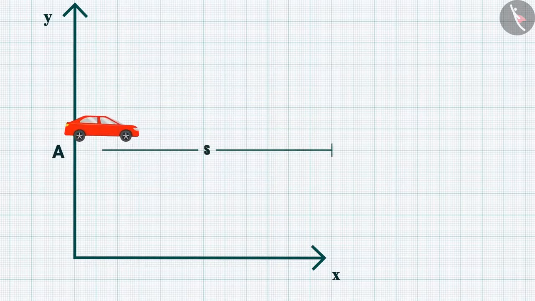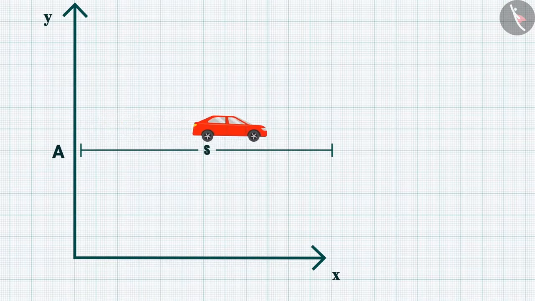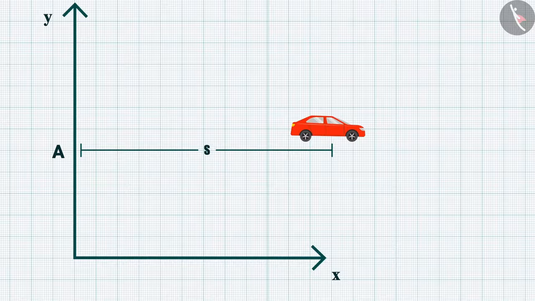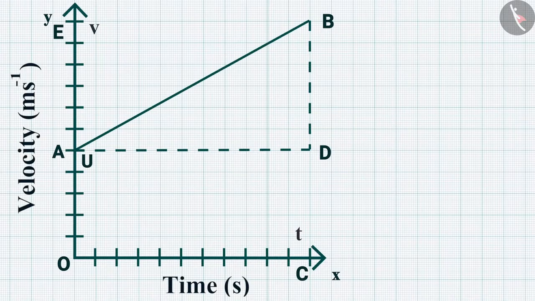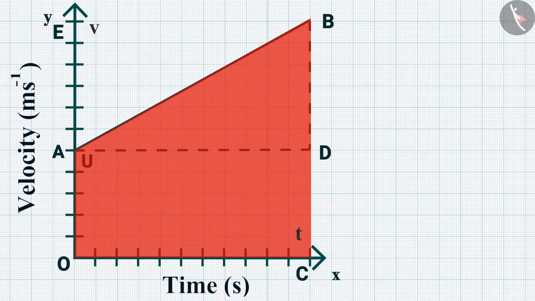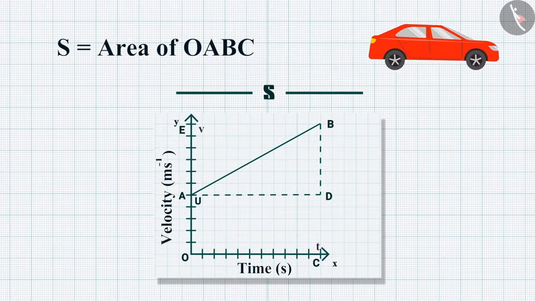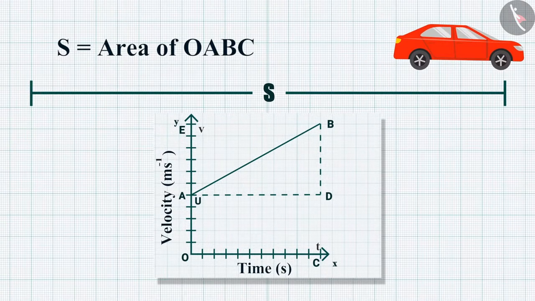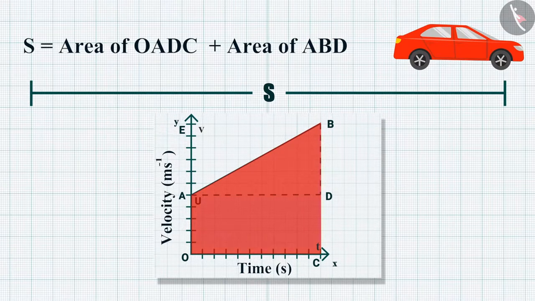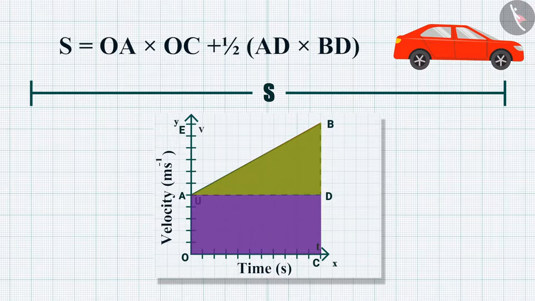Let us say that a car has travelled a distance s with a uniform acceleration of a in time t. The distance traveled by the car can be obtained from the enclosed area OABC in the graph. Let the distance traveled by the car be s, which can be calculated as s = area of OABC, which is equal to area of rectangle OADC plus area of triangle ABD, which is equal to OA multiplied by OC plus 1/2 multiplied by AD multiplied by BD.